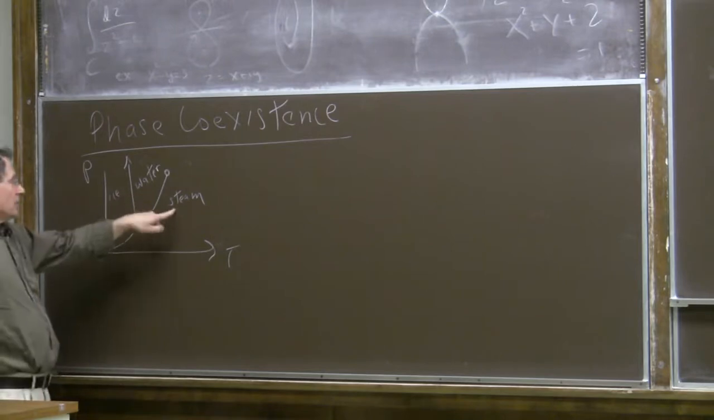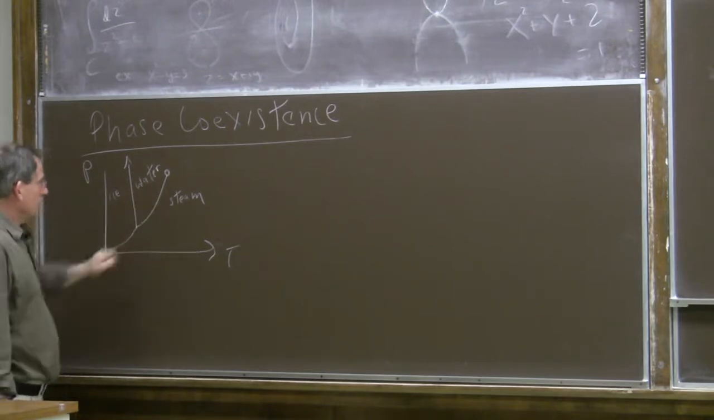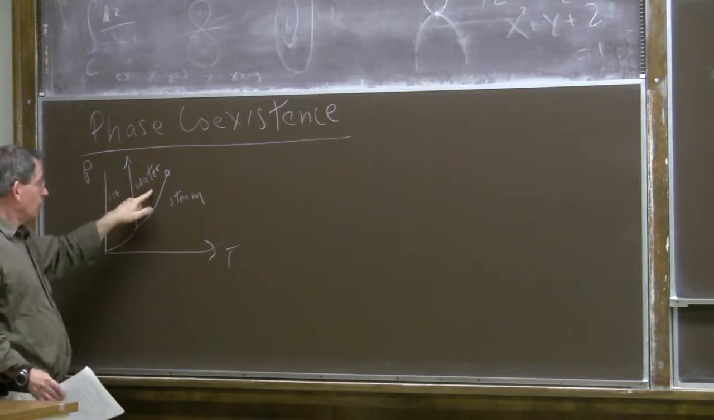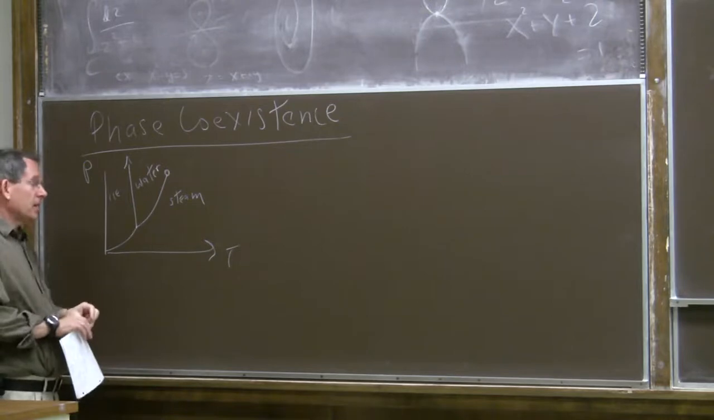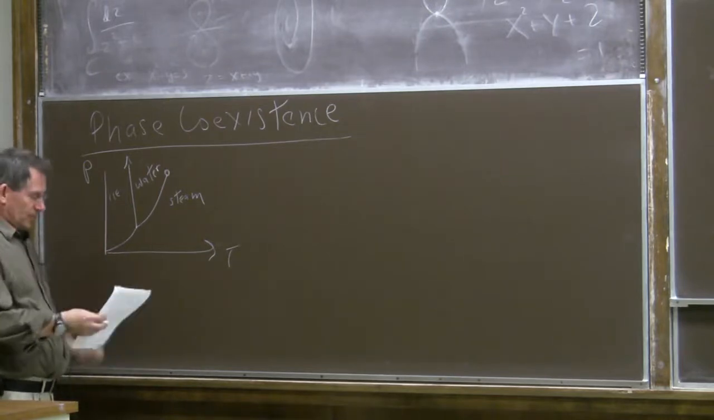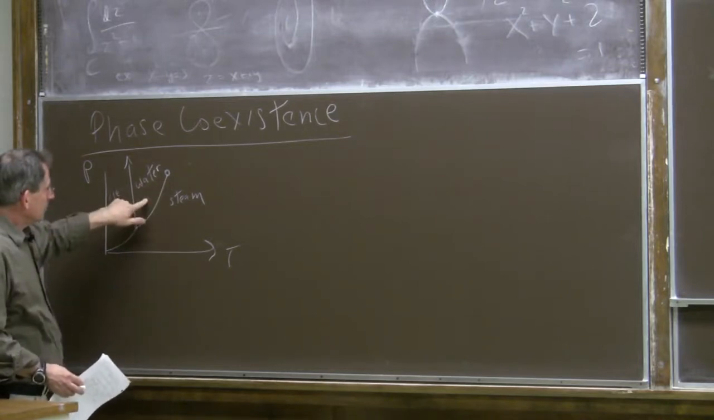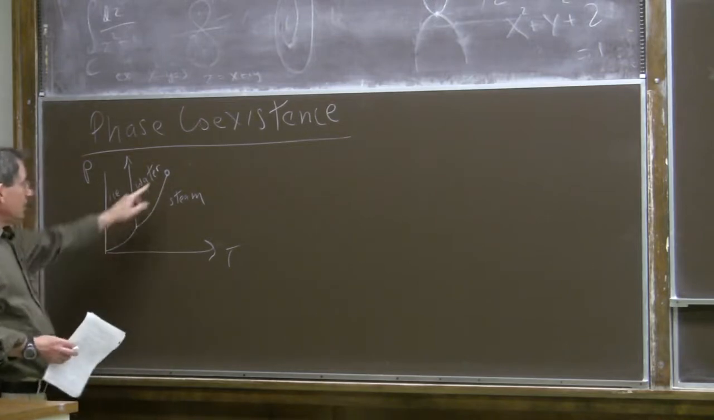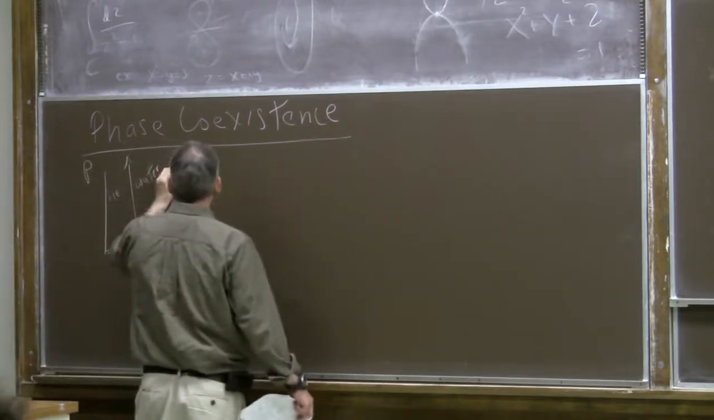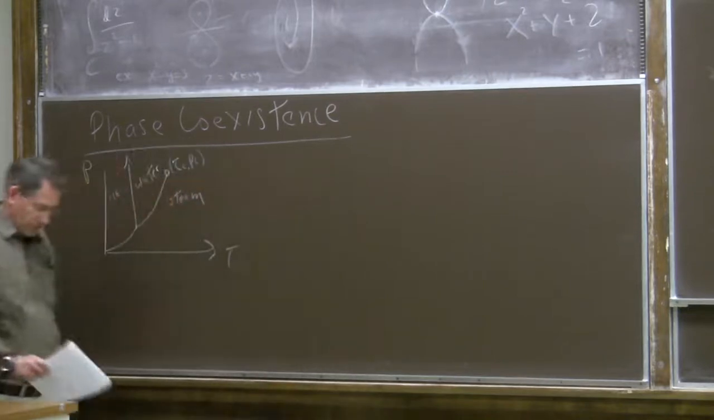So in particular, let's talk about water and steam. There's this curve in the PT space where the water and the steam in mechanical, thermal, and diffusive contact can be in stable equilibrium with one another. There's a line of transitions between water and steam which terminates at a critical point at a value of the temperature and pressure, which I'll call the critical temperature and pressure.